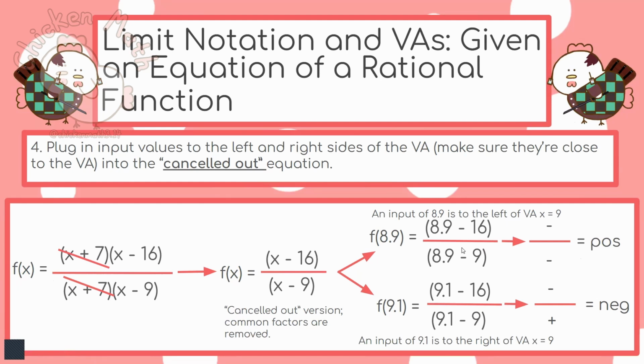And you don't necessarily have to know the number values. You just want to know if your outcome is positive or negative. So 8.9 minus 16 is going to be negative, and 8.9 minus 9 is going to be negative. So overall, f of 8.9 is going to be positive. And then again, 9.1 minus 16 is going to be negative, and 9.1 minus 9 is going to be positive. So you're going to have a negative outcome for f of 9.1.